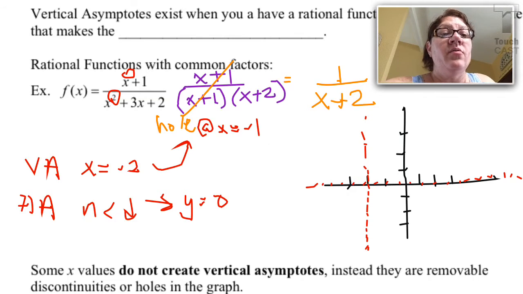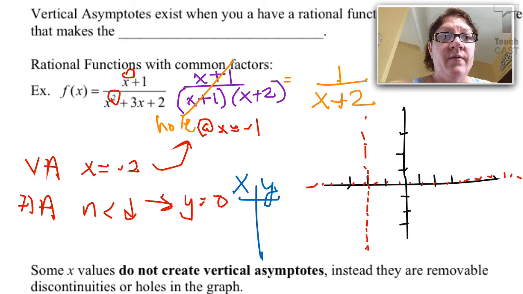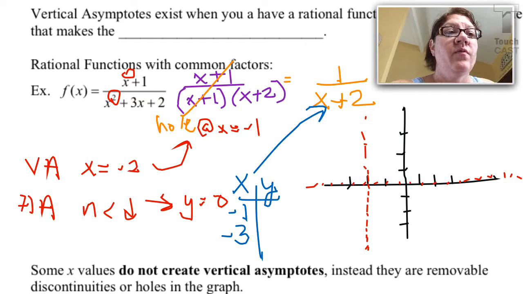And now I'm interested in what's happening to the left and right of that vertical, because that'll give me an indication as to basically which quadrant of the graph I'm in. So if I do -1 to the left and -3 to the right, and of course I'm going to plug them into the reduced form, that's less math for me, so I'll have 1 and -1.